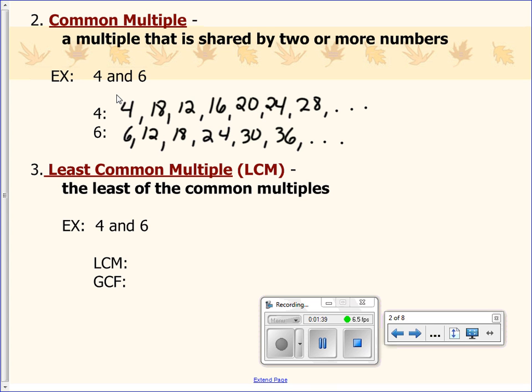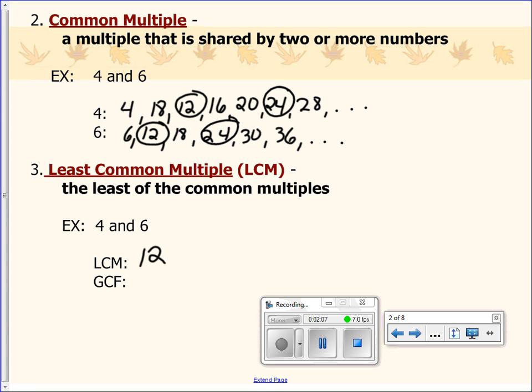So if you were to look to see what is the least common multiple, I'm going to circle 12. Another multiple that they have in common is 24. But our goal is to find the least common multiple, the least one. So the least common multiple of 4 and 6 is going to be 12.